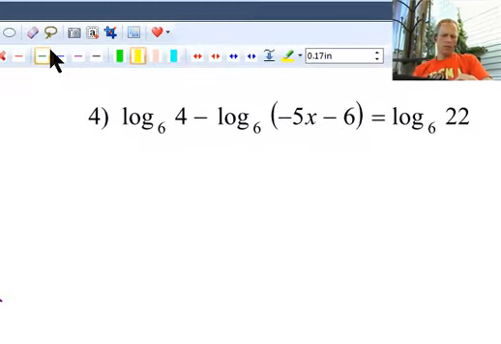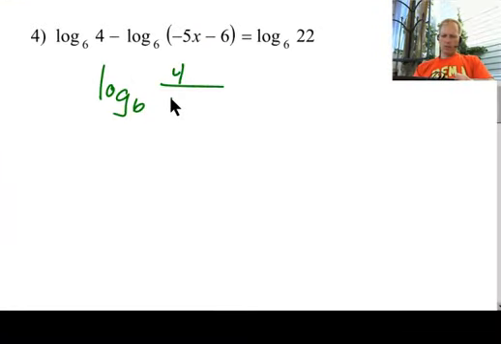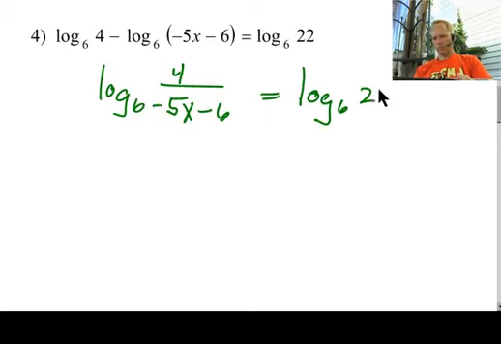Alright, and in the last equation here, before I do anything else, I need to condense into one log expression. So, since I have subtraction, I know that's going to result in division when I condense. Alright, and now I'm ready to equate the logs.